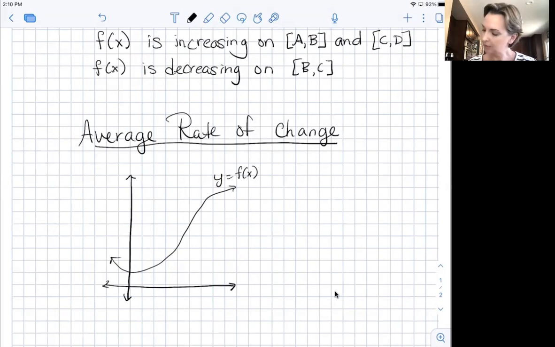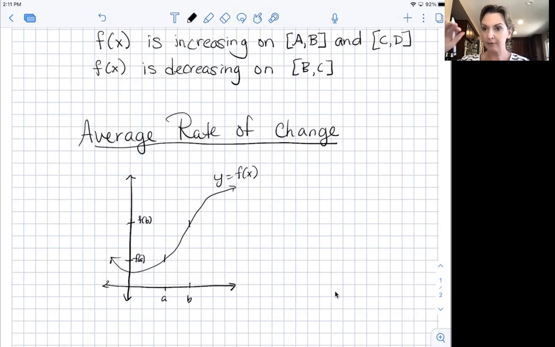Okay, and let's say I'm particularly interested in, we'll just say, from here to here. This is A and this is B. Those are my two x's, A and B. So over on the y-axis, this would be the value of my function at A, and this would be the value of my function at B.